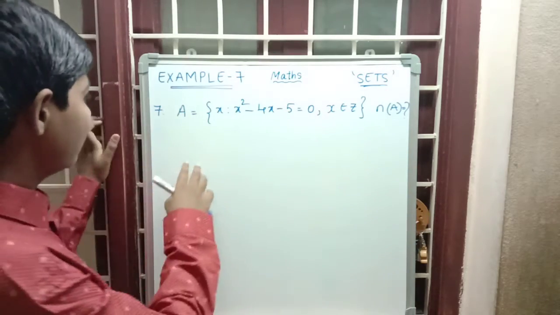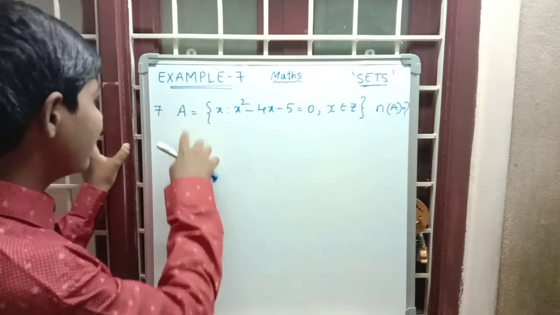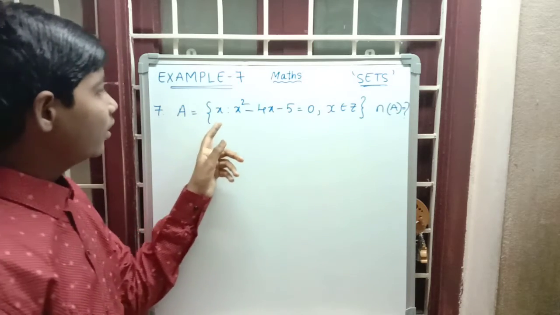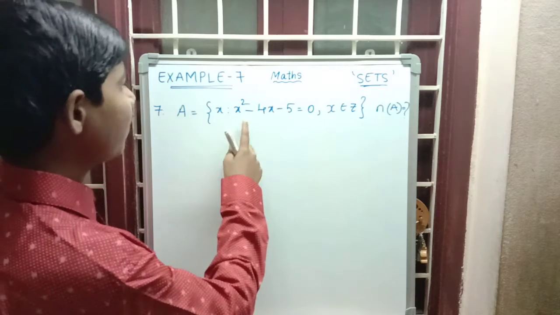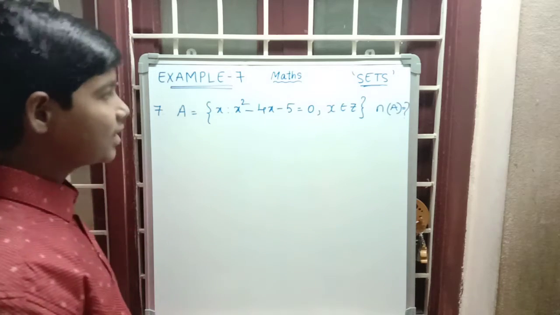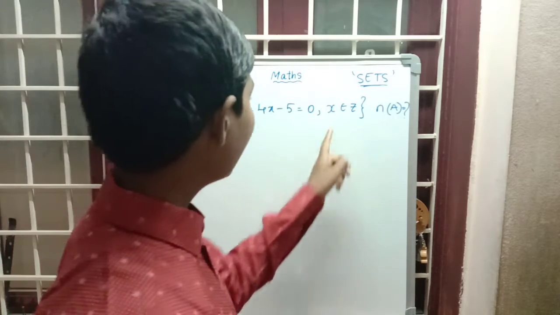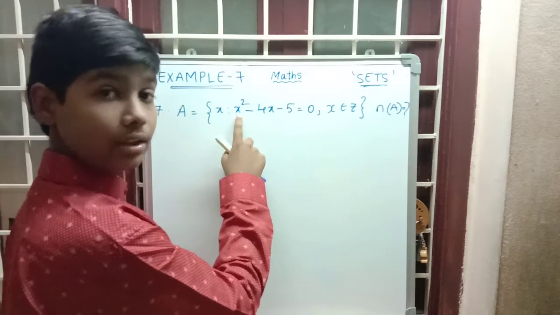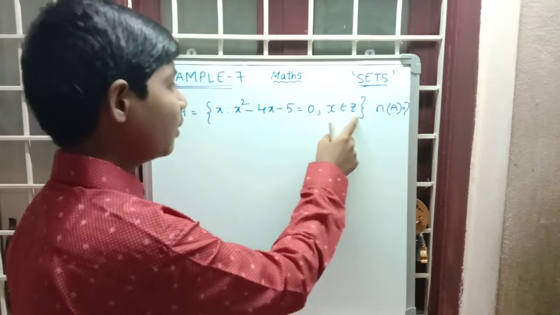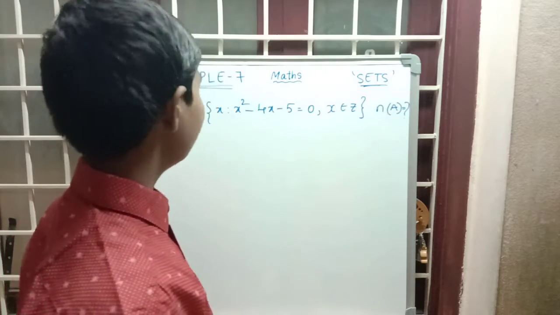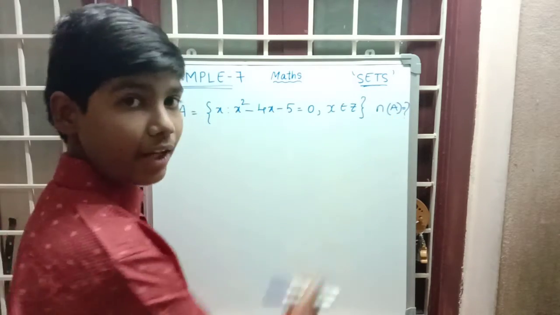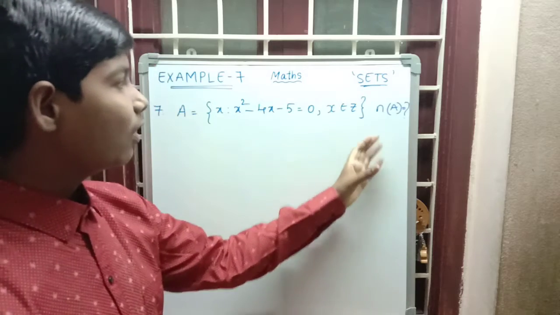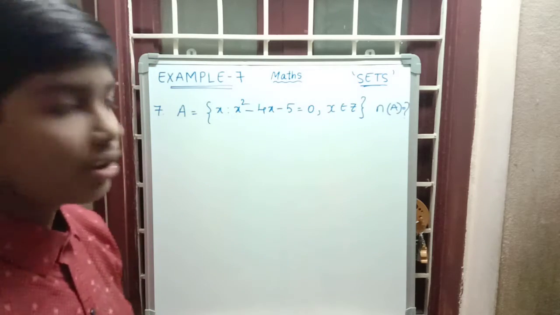The given question here is set A. Set A is equal to {x : x square minus 4x minus 5 is equal to 0}, where x belongs to Z. Then we have to find n of A. What is the meaning of n of A and Z, that we will discuss now.